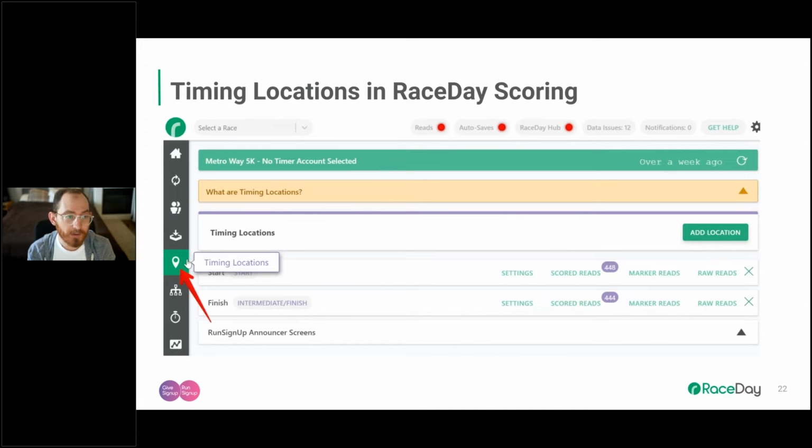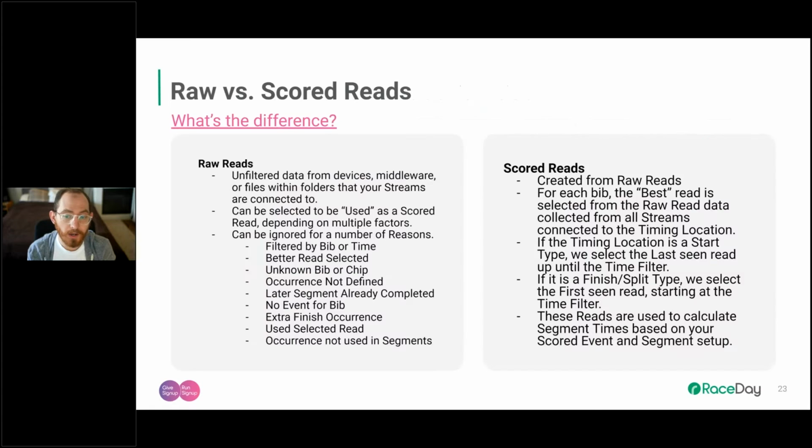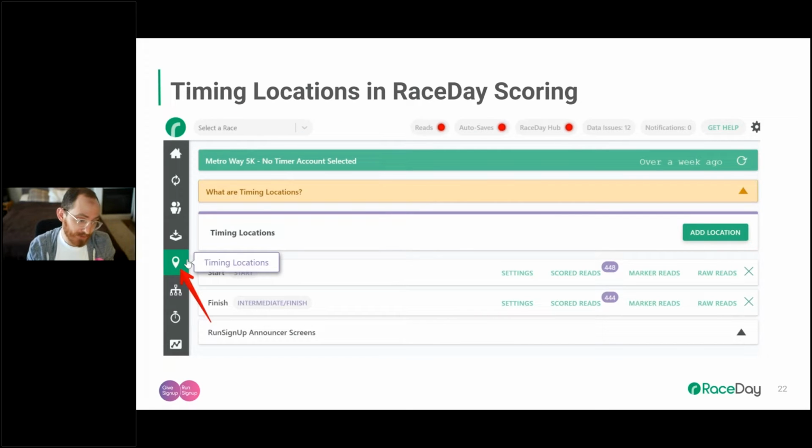So in RaceDay scoring, you can just go right here to timing locations, and you'll see by default we create start and finish for you. And you don't have to use these defaults. You can delete them and create new ones. It's just a starting point for you.